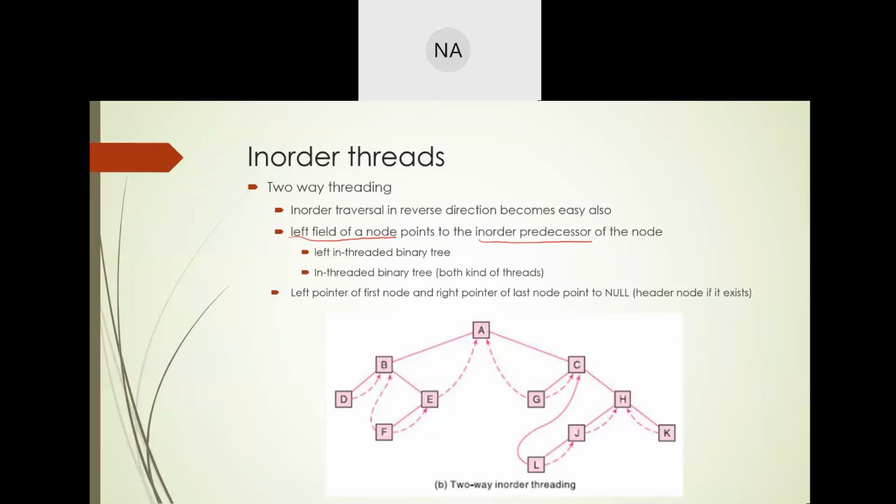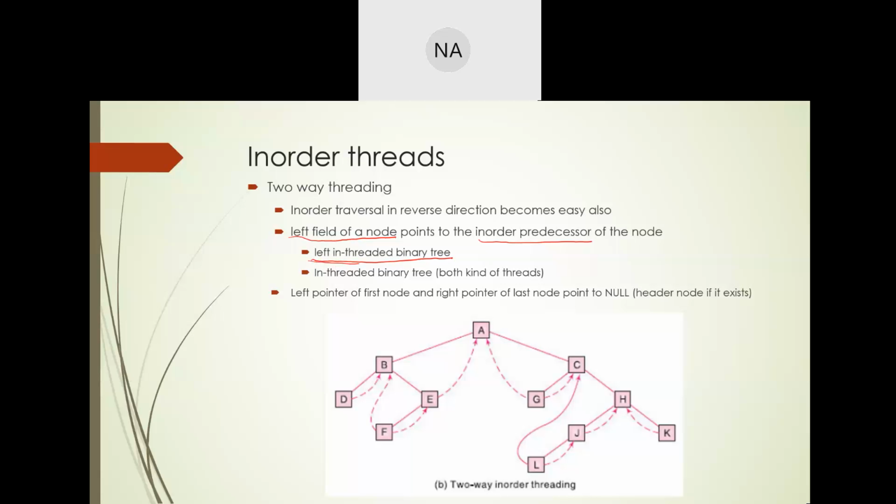That kind of binary tree which uses these threads stored in the left field is called a left in threaded binary tree. Left in threaded, because the threads have been stored in the left pointer field of the node, and those left threads point to the in order predecessor of the node. So these kinds of threaded binary trees are called left in threaded binary trees.